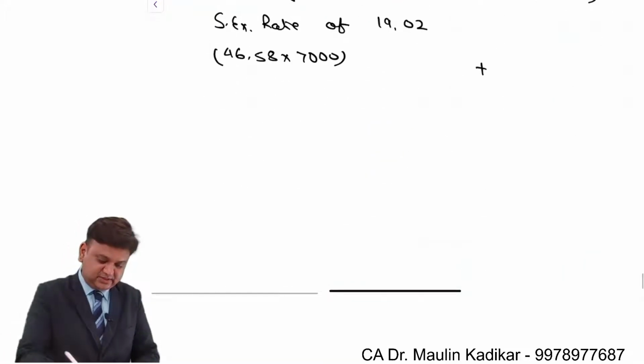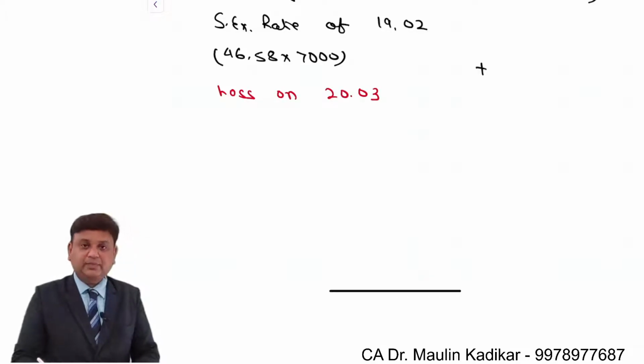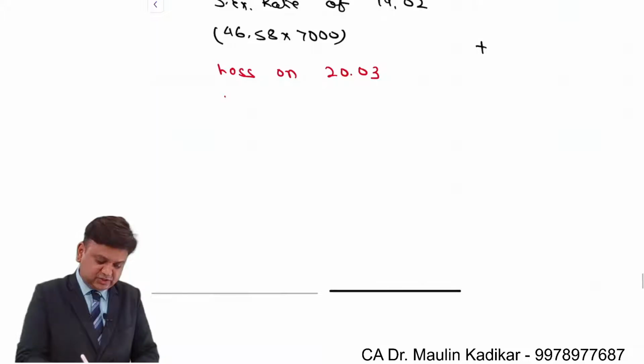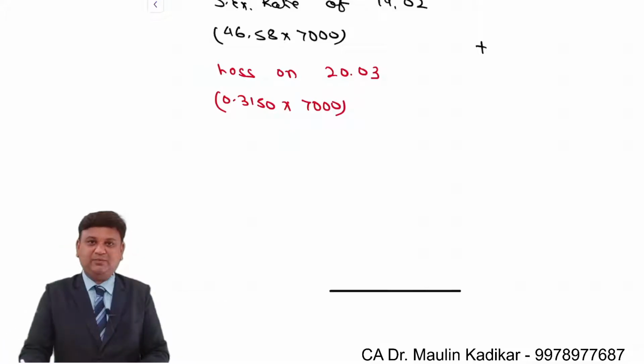So we will have plus loss on 20th of March. What is the amount of the loss? It is 0.3150 multiplying with 7000. That comes to 2205.